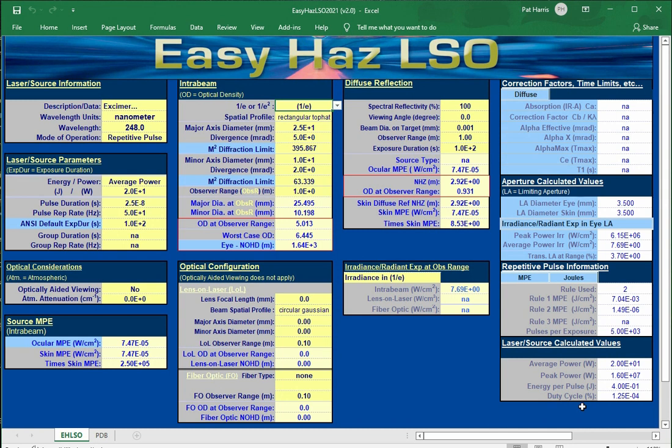As I mentioned, we can change the gas mix, and we can get a different wavelength out of this thing. So let's go to KrF, the krypton fluoride. I'm sorry, this was krypton fluoride, the 248. We're going to go to xenon chloride, and that's 308.